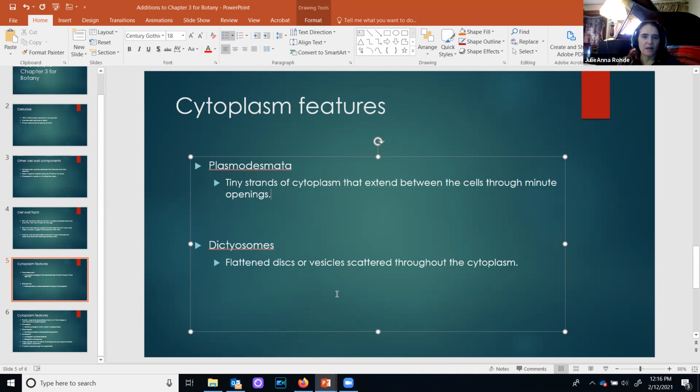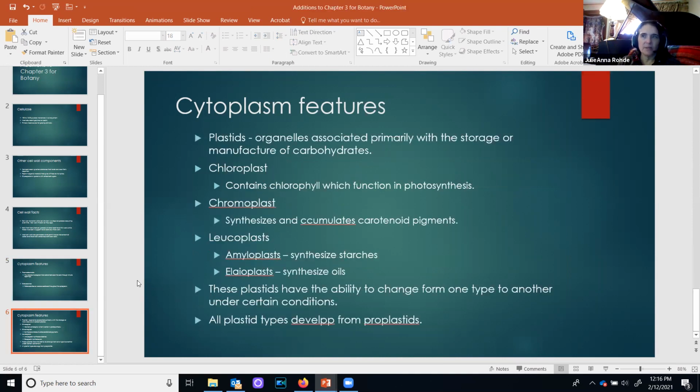All right, and then our last slide in this group is where we're going to talk about all these plastids. There's all sorts of different types of things called plasts, of which the chloroplast is the best known. These are organelles that are associated primarily with the storage or manufacture of carbohydrates of some sort. Of course, chloroplast makes sugar, glucose, the major carbohydrate there. It contains chlorophyll that does that. You've heard about chloroplast before, and you'll hear about it again. We're just going to go over these real quick.